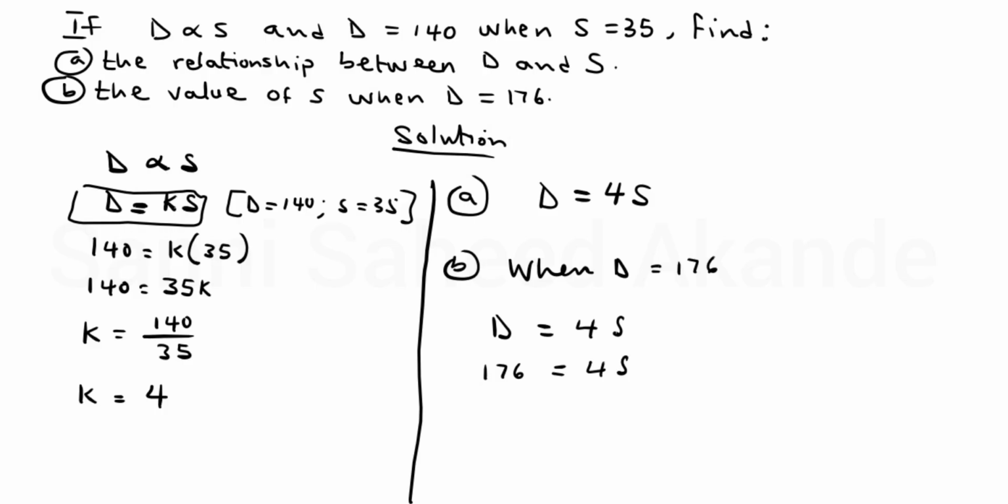So to get the value of s now, we divide both sides by 4, so that we have s equal to 176 divided by 4. Then s will be equal to, 4 goes in 4 one time, 4 in 176 is 44. So the value of s is 44. Understood? So this is how to solve this type of question when you see it. Now let's take a look at another question.